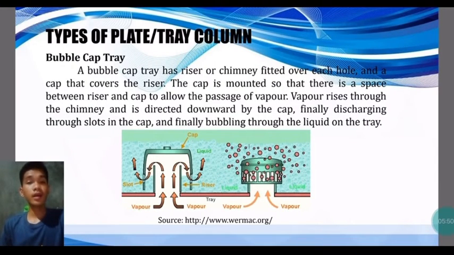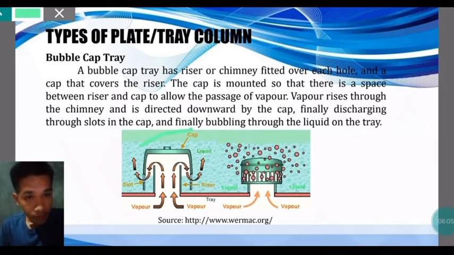Next is the type of the plate or tray column. First is the bubble cap tray. A bubble cap tray has a riser or chimney fitted over each hole. Here is the cap. Here is a riser.